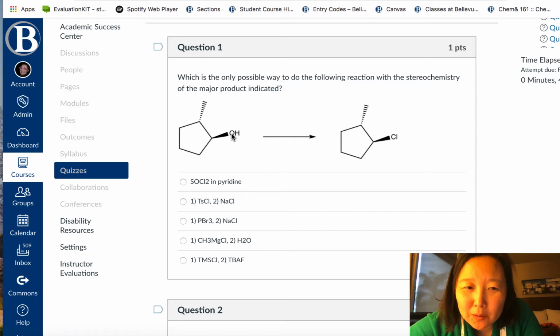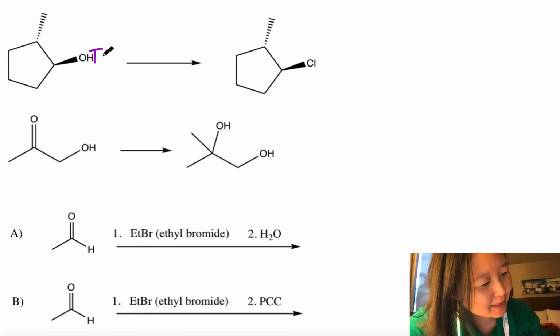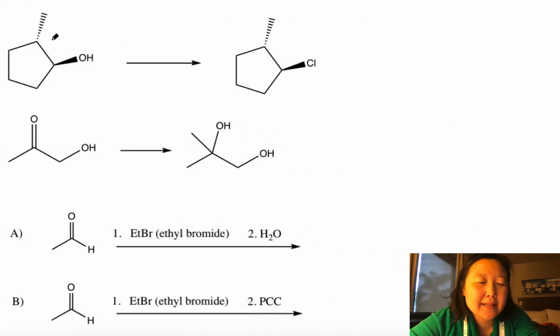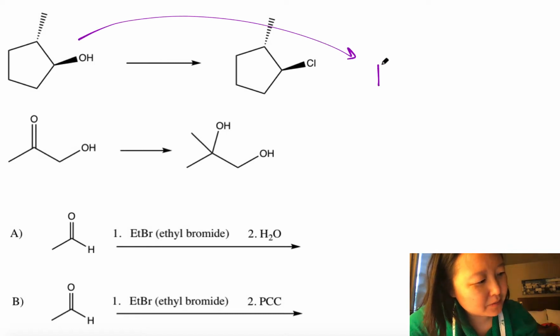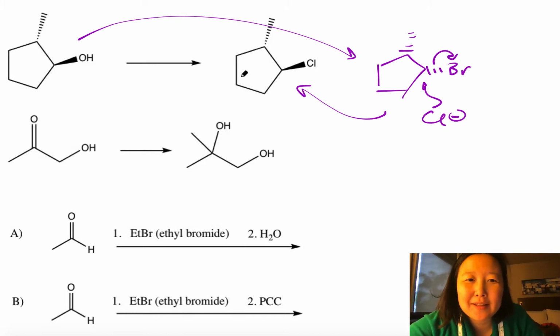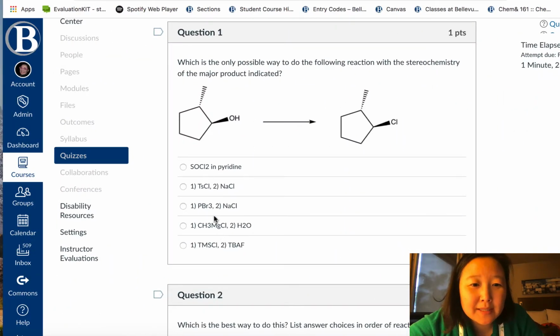TsCl attacks from the O, so then you'll make OTs, so that one maybe, but then if you do Cl minus, it's going to come in from the back, so that's not going to work either. PBr3 and then NaCl, okay, well if we do PBr3, we're going to get, again, inversion, right? But then if we do Cl minus, hopefully we're going to do inversion again. So we invert and invert again. So overall, it gives you net retention. So that could work. And Cl minus is a good nucleophile. So that's a potential answer.